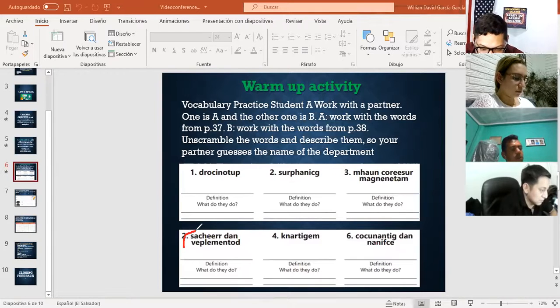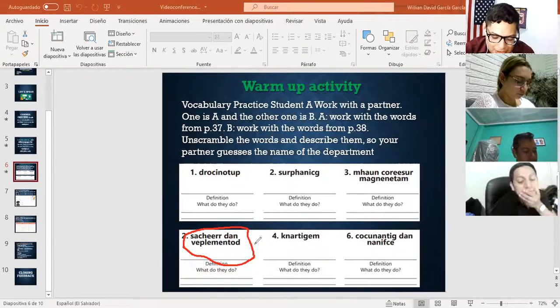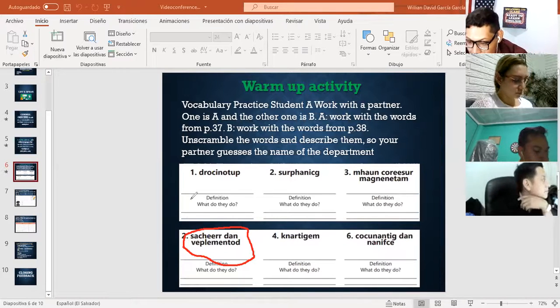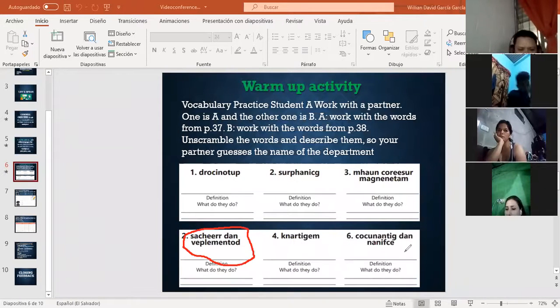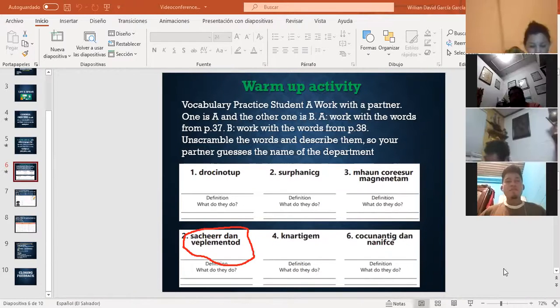Vamos con la siguiente, que es la que está aquí. Un 2 aparece, no sé por qué. Okay, this one. What do you get from this? Research and development. I'm sorry. Can you repeat it, please? Research and development. Okay. All right.